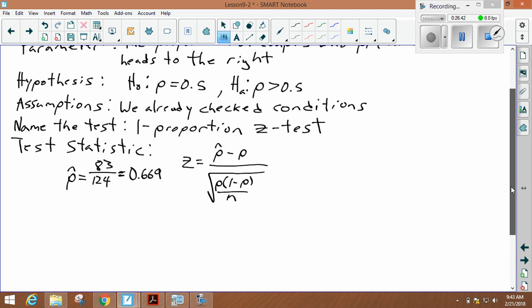Alright, so we'll put our values in there. Our p hat value 0.669 minus 0.5, all divided by the square root of 0.5 times 1 minus 0.5, all divided by 124. Alright, so that is our test statistic.